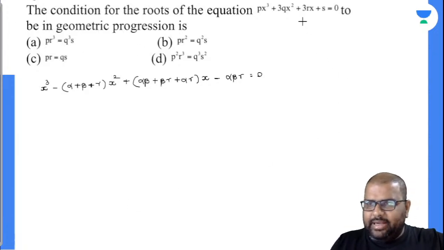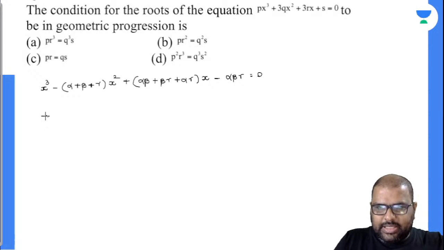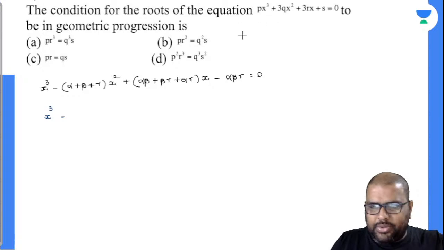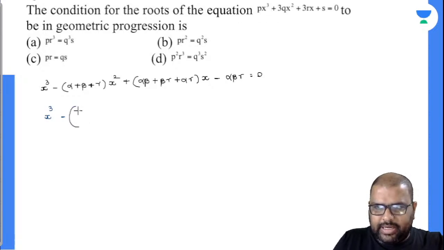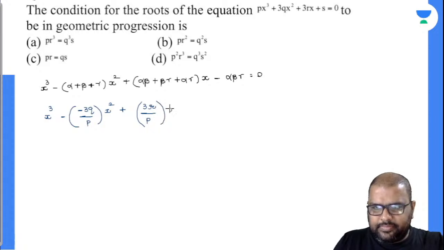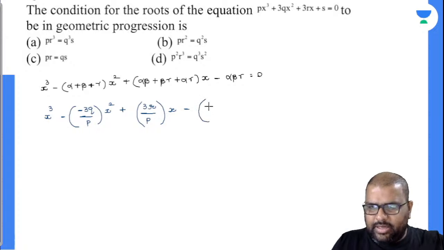Now I will write this in the general format, so x cube minus, this is wholly positive, so automatically my sum of roots has to be negative here. 3q by p whole x square plus, and again the next one is positive only, so 3r by p into x, sorry, minus, so here it is a positive product, so I have to write it as negative here, so totally it will be positive, minus s by p is equal to 0.